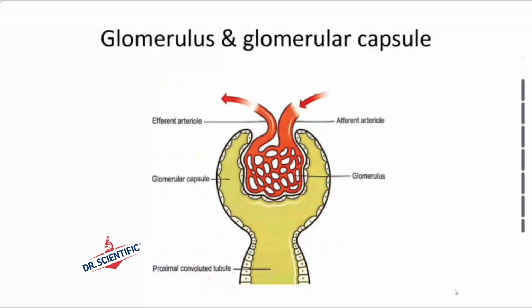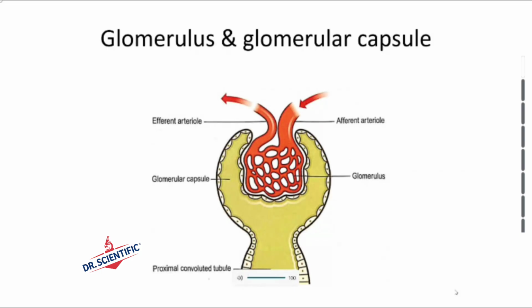In a closer look, we're looking at the glomerulus and the glomerular capsule. You see there's the afferent arteriole, then the efferent arteriole, then the glomerulus. Basically, those are a tuft of blood vessels that help with the filtration.